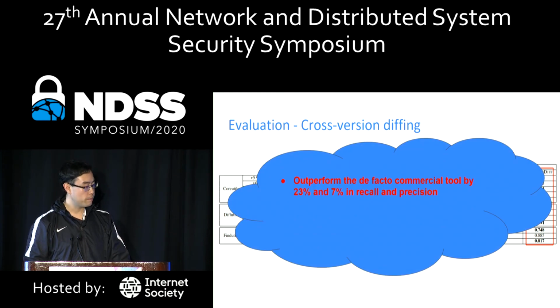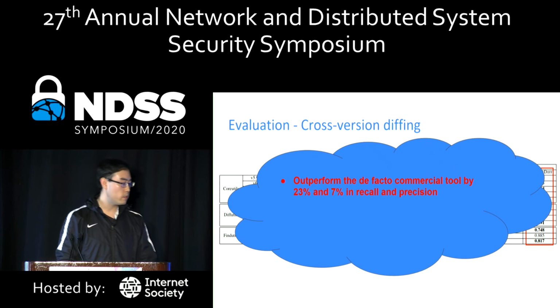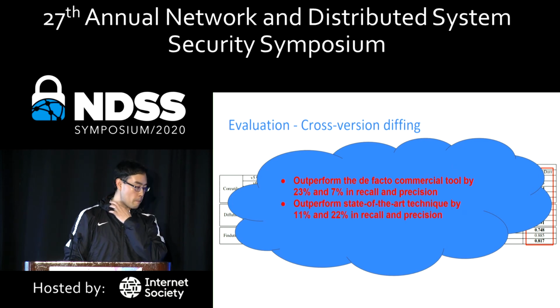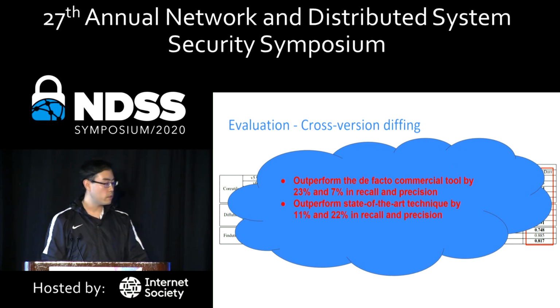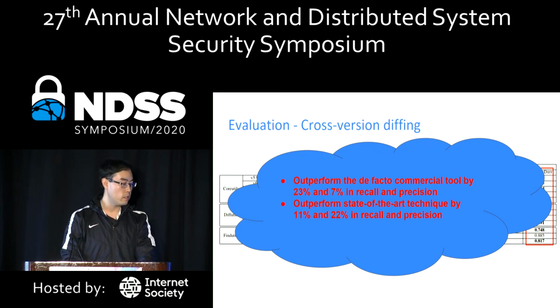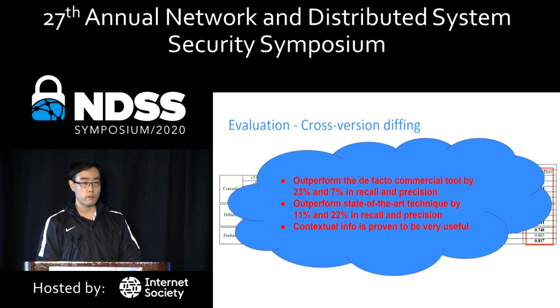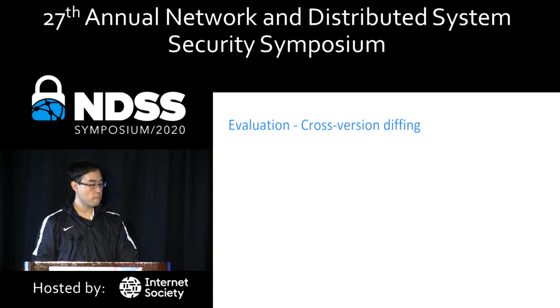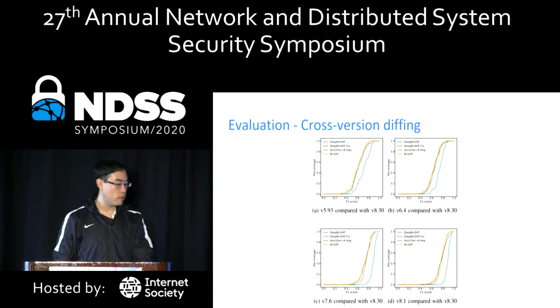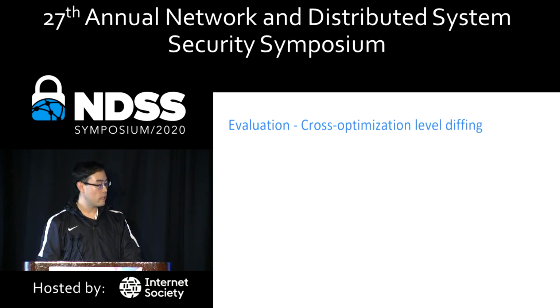If you look closer, you'll see that it outperforms this de facto commercial tool by 23% and 7% in recall and precision. And it outperforms the state-of-the-art techniques by 11% and 22% in recall and precision. More importantly, we also show that the contextual information is very useful in binary diffing. That's the CDF graph, just to give you a simple idea.